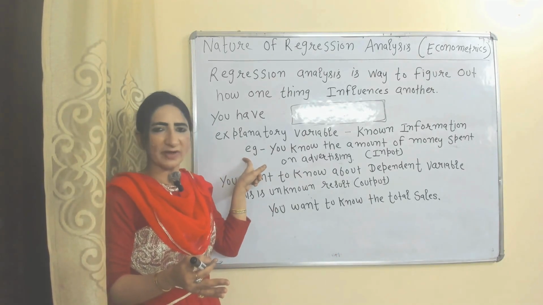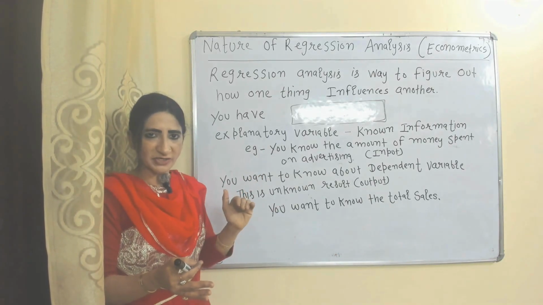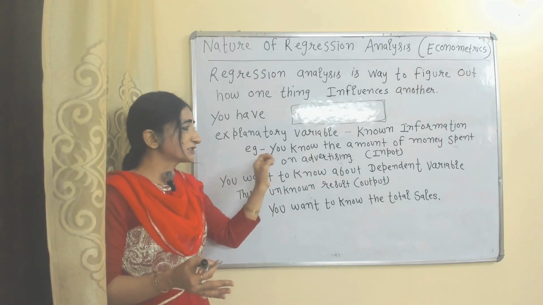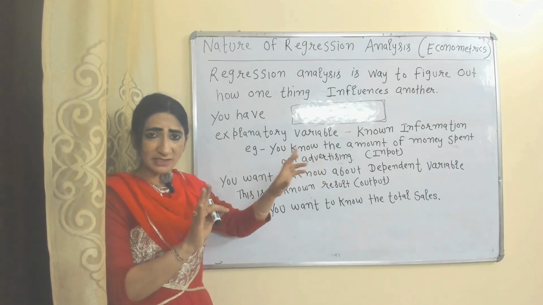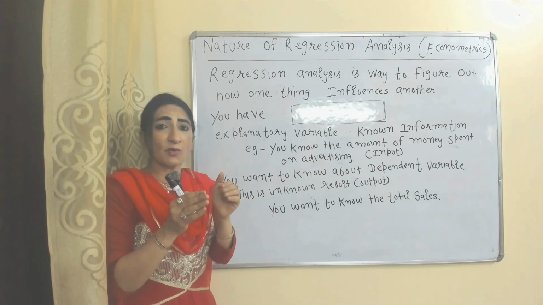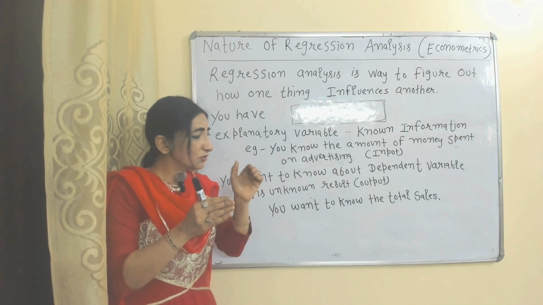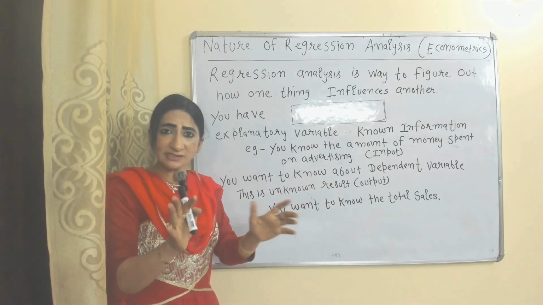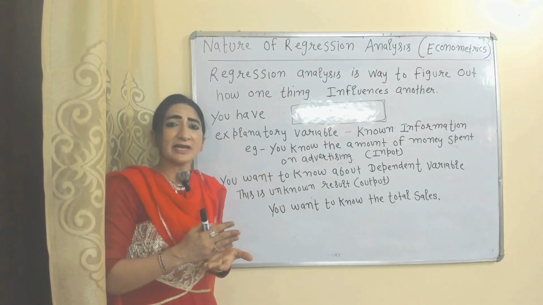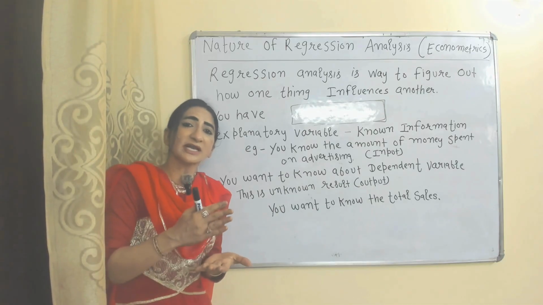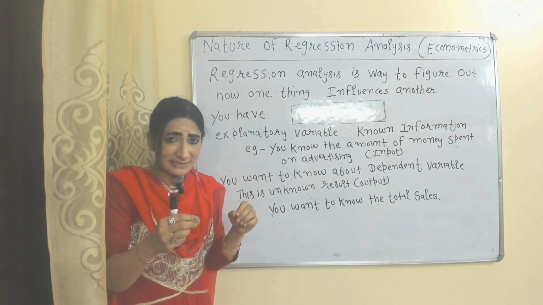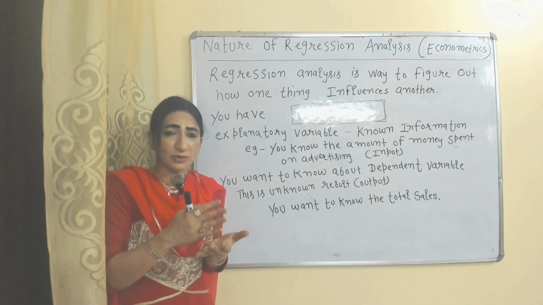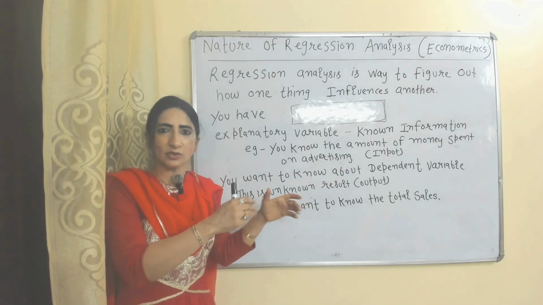You have an explanatory variable. This is your known information. This is your input. For example, you know the amount of money spent on advertisement. So advertisement is your explanatory variable, and you want to know the influence of advertisement on your total sale. So total sale is your dependent variable, and regression analysis helps to know the relationship between the explanatory variable and the dependent variable, or you can say that regression analysis helps to know the relationship between advertisement and total sale.